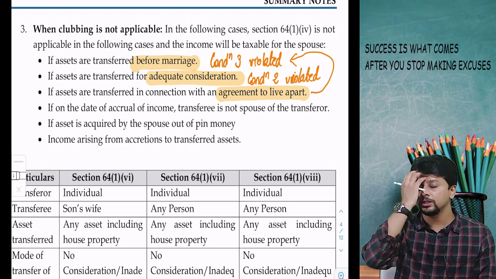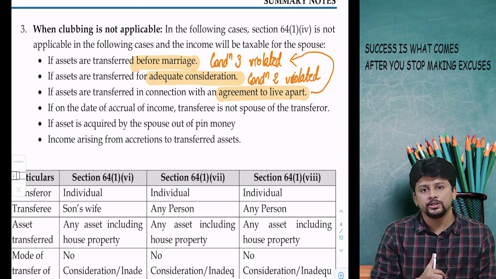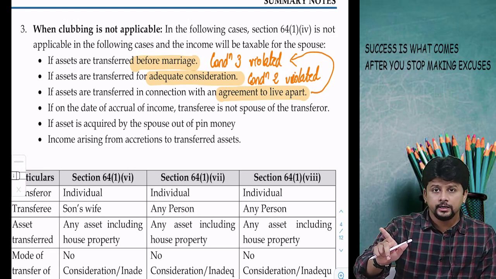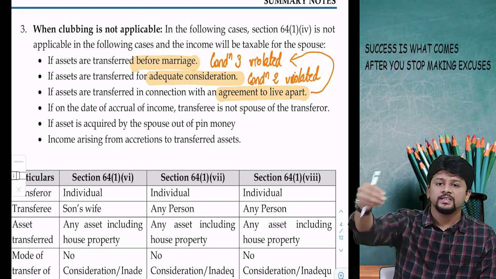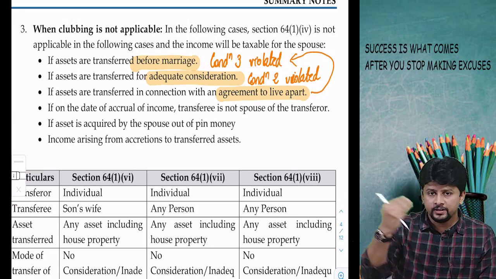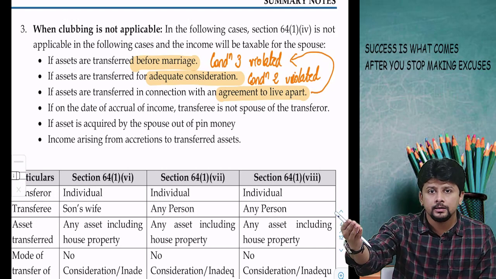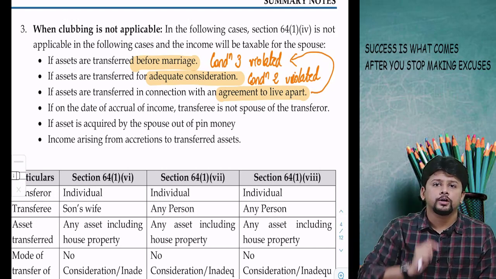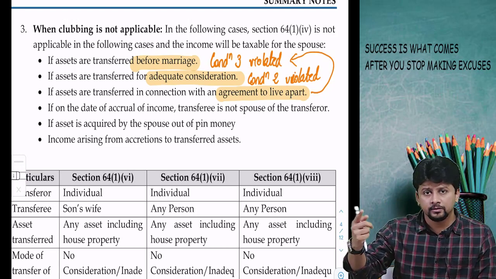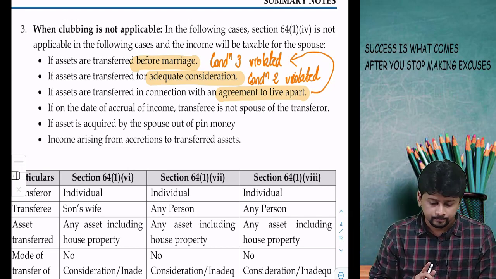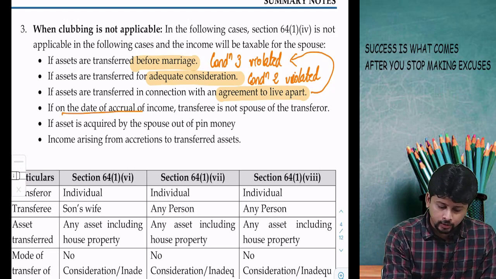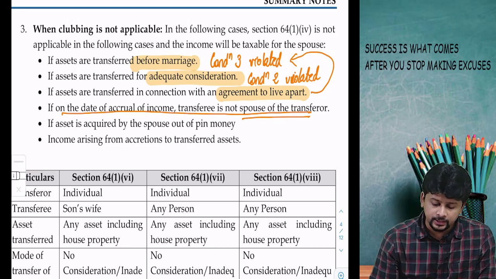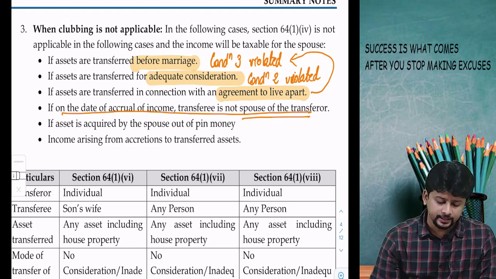At the end of the financial year, there is no husband-wife relationship existing, there is a divorce happening, and as a result of that divorce, the husband gives a particular asset to the wife. The wife does not pay anything, it is given as alimony. This asset cannot be taken into account for clubbing purposes. Income derived by the wife will be taxable for the wife only. If on the date of accrual of the income, the transferee is not the spouse of the transferor, that's what I meant when I said divorce.